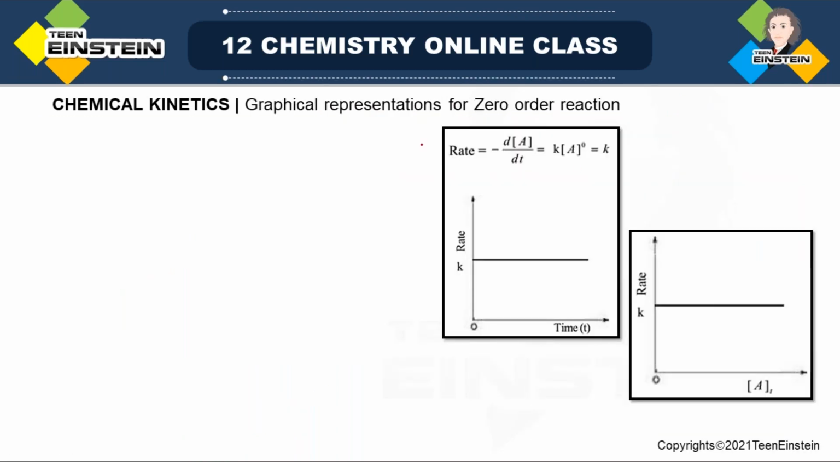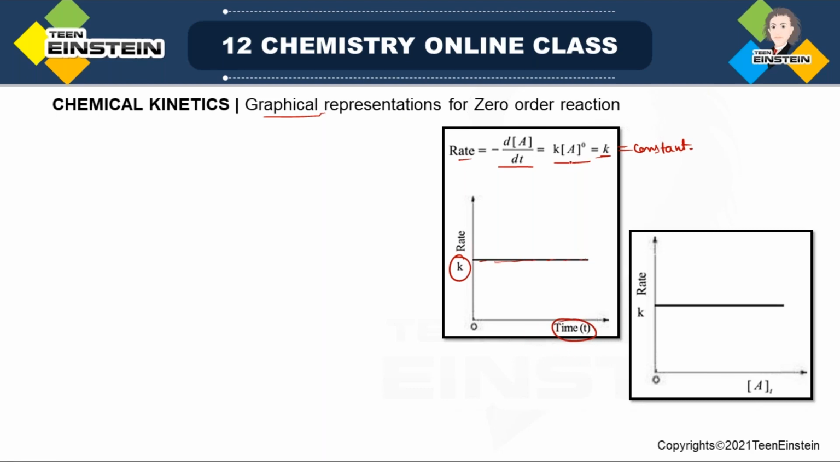Next, related to zero order reaction, what is the graphical representation? This expression you have already seen, that is rate equal to k, and k is nothing but a constant. That means when you draw the plot of rate versus time, there is no change in the value of rate because rate is not dependent on time. That is why the line is parallel to the time axis, that is the x-axis.